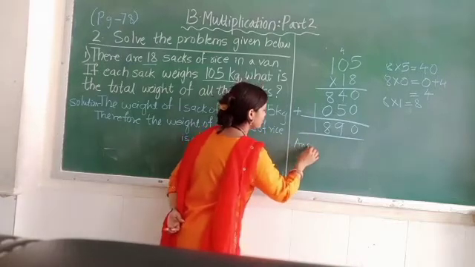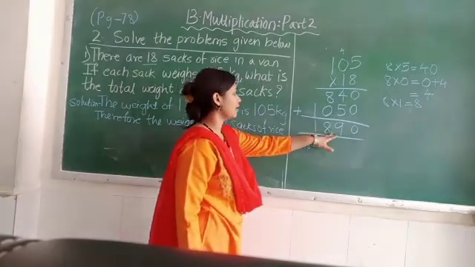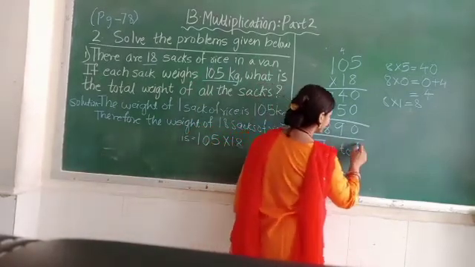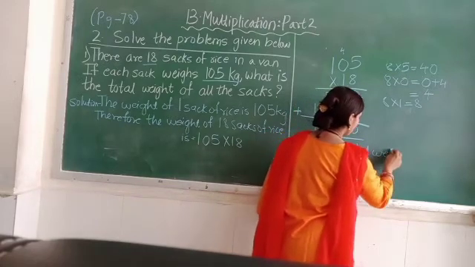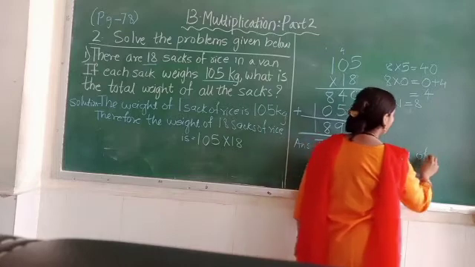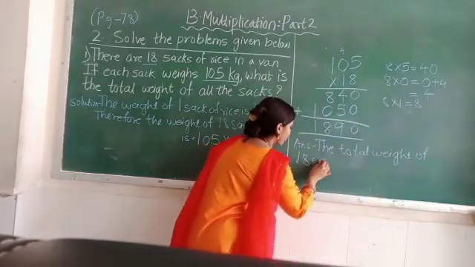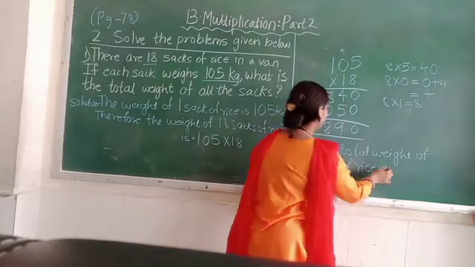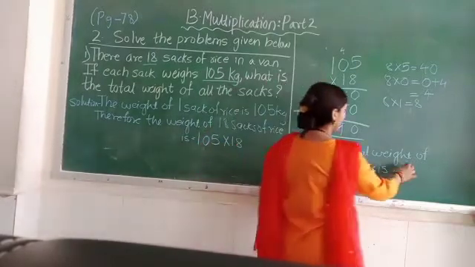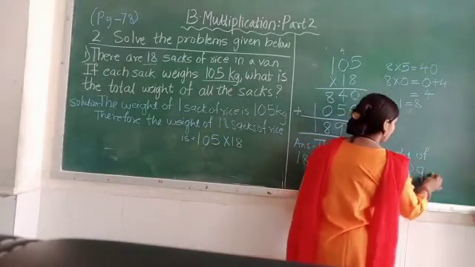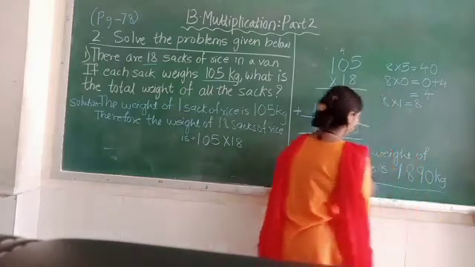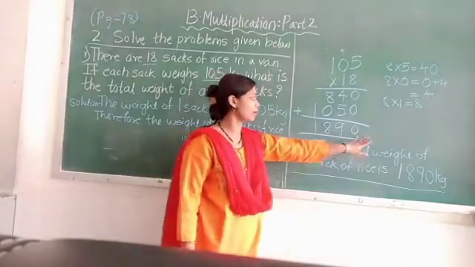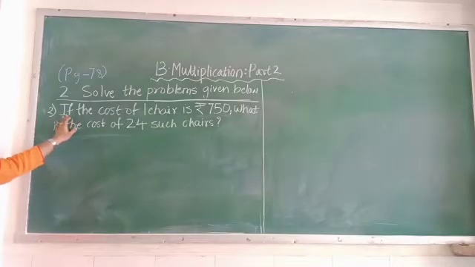Therefore, what is the answer? The answer is 1890. The total weight of 18 sacks of rice is 1890 kg. Therefore, the total weight is how much? 1890. Now let us see the second question.